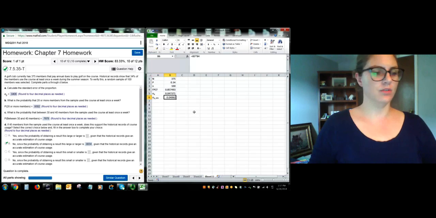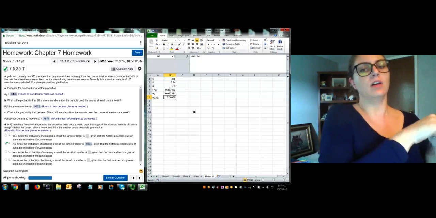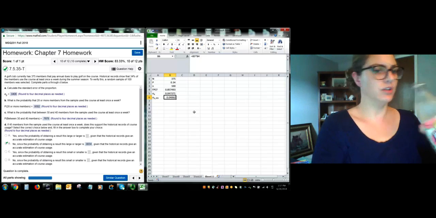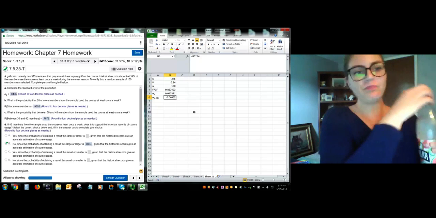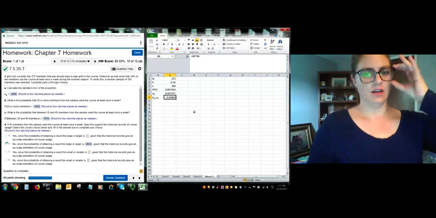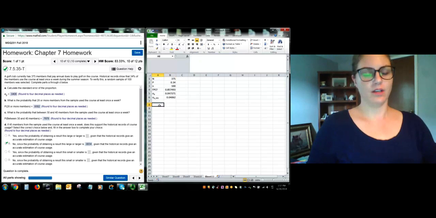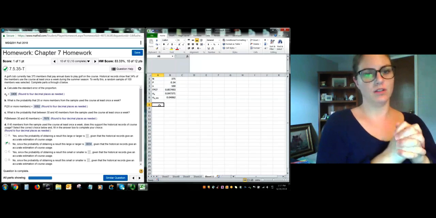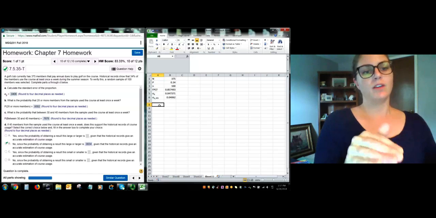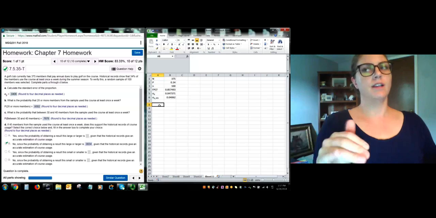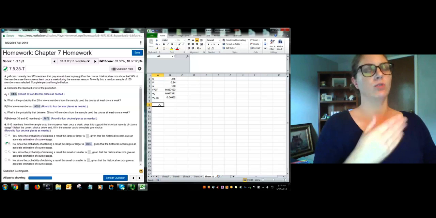That's giving me that 0.0406. So now we have the adjusted standard error of the proportion. I use that in my z-score to calculate the probability of these different p-hats. Okay, so the probability that 28 or more members from the sample use the course at least once. Remember, we have to divide 28 by the sample size to get our p-hat.